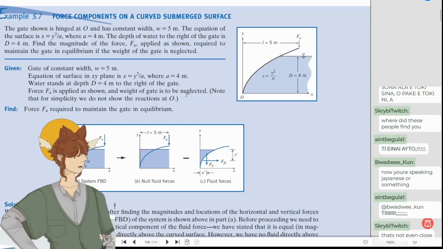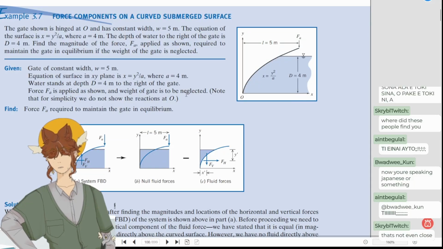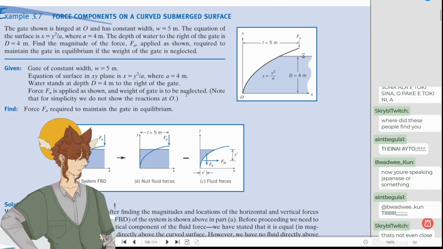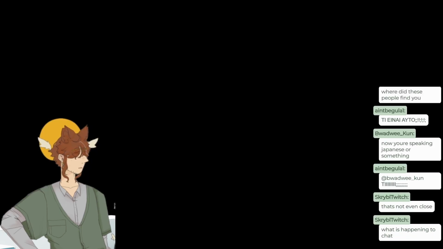This is such a question that he would give me. Okay, let's try it. So we're gonna take... let's see. The thing about the moment is it's basically just what a centroid is.